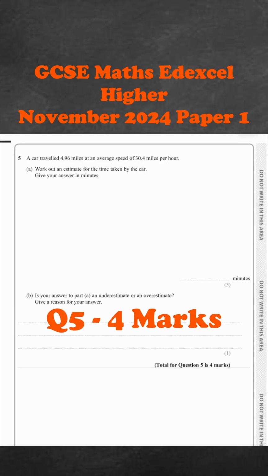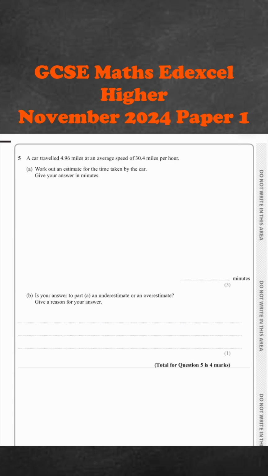Question number 5. A car travelled 4.96 miles at an average speed of 30.4 miles an hour. Work out an estimate for the time taken by the car. Give your answer in minutes. So 4.96 miles is approximately 5 miles. 30.4 miles per hour is approximately 30 miles per hour. Therefore, 5 miles divided by 30 miles per hour gives us 1/6 of an hour, and 1/6 of an hour is 10 minutes.